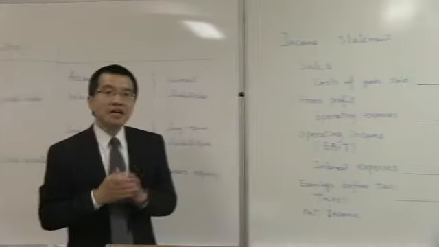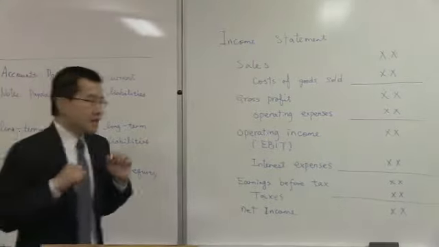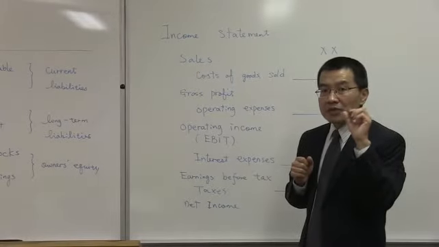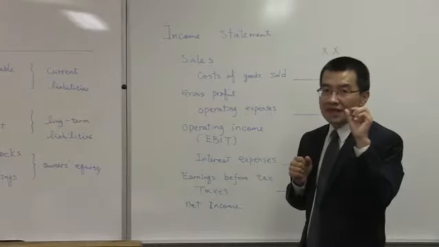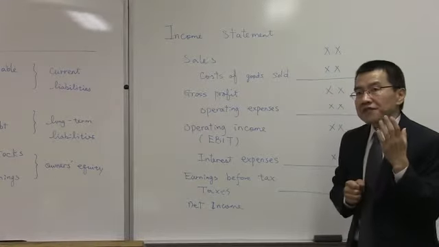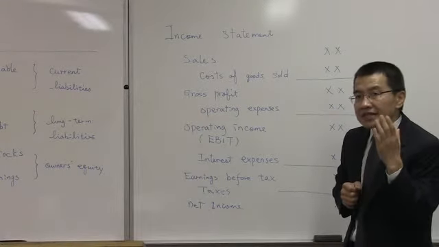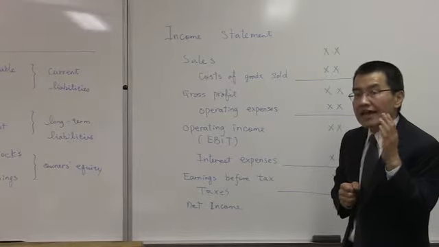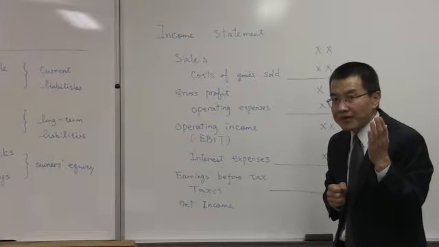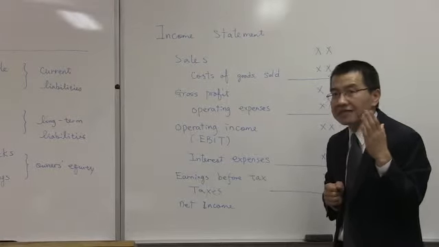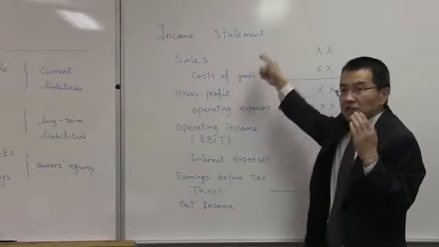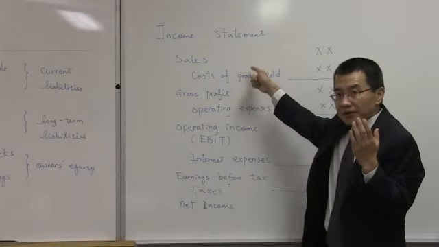Okay, next we'll talk about the income statement. The income statement summarizes the company's sales revenue and the relevant costs. So for the income statement, usually you first have the sales revenue, then you deduct all the relevant costs, then the bottom line will be the net income you calculate, or you may say the profit of the company. So a typical income statement will start with the sales number.